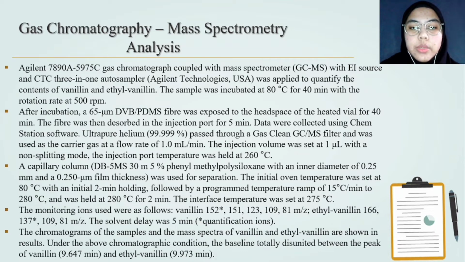Ultra-pure helium passed through a gas clean GC-MS filter and was used as the carrier gas at a flow rate of 1.0 ml per minute. The injection volume was set at 1 microliter in splitless mode. A capillary column was used for separation. The initial oven temperature was set at 80 degrees Celsius with an initial 2-minute hold, followed by a programmed temperature ramp of 50 degrees Celsius per minute to 280 degrees Celsius, and was held at 280 degrees Celsius for 2 minutes. The interface temperature was set at 275 degrees Celsius. The chromatograms of the sample and the mass spectra of vanillin and ethyl vanillin are shown in the results.